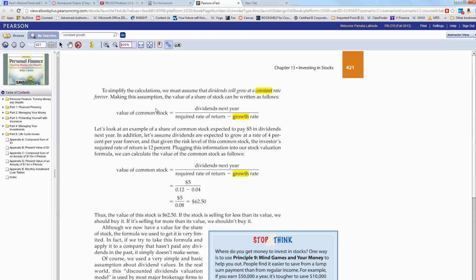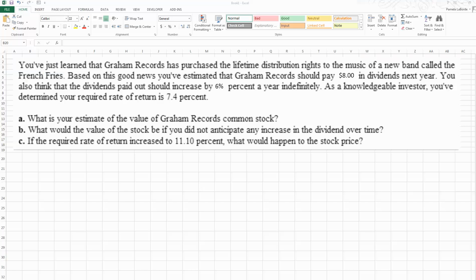This is, I think, page 421 in the 5th edition of the textbook. I don't have an electronic copy of the 6th edition handy to tell you what page that's on. But the formula that I'm going to use is the dividend next year divided by the required rate of return, which I just write as triple R, minus the constant growth rate.